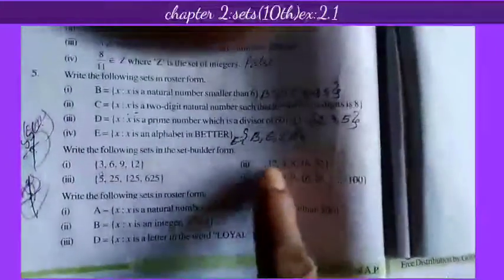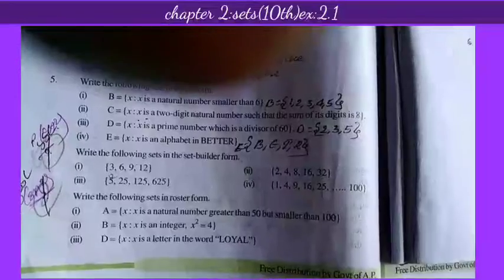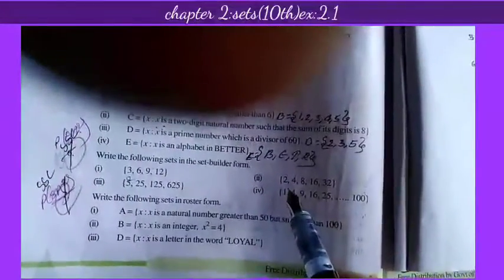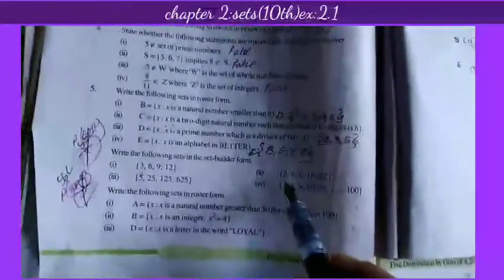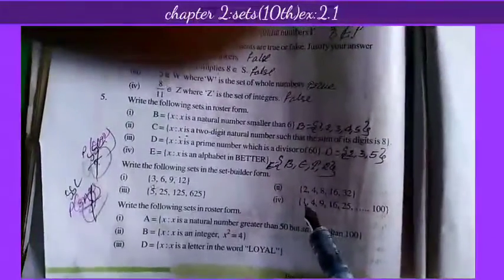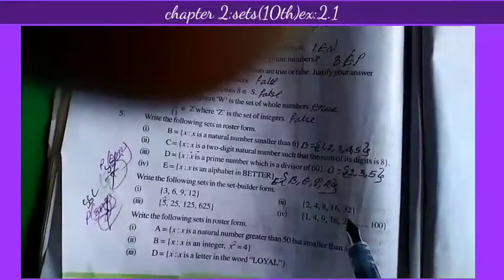Coming to another question, 2, 4, 8, 16, 32. Yes, these are even numbers. Not only that, they possess another property: these are the powers of 2. So we can get them by 2 to the 1, 2 squared, 2 cubed, 2 to the 4, 2 to the 5.